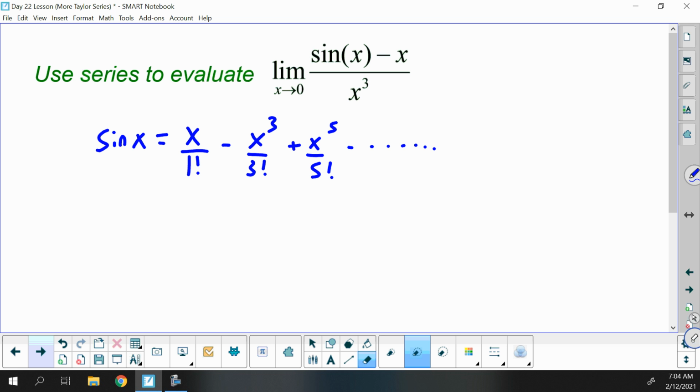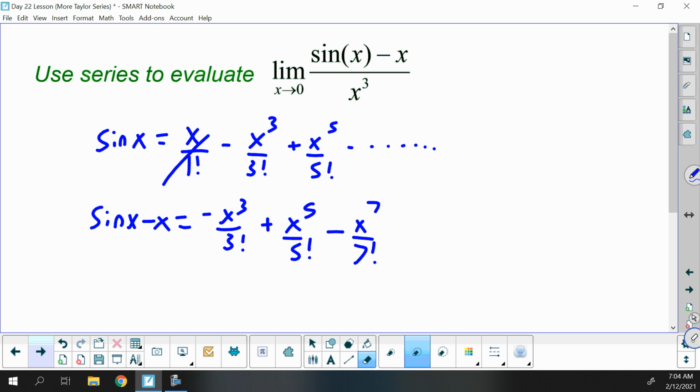Now, it doesn't say anything in here that we have to actually write what the series is. We've just got to use it, so we don't necessarily need to write the general term. So next we'll do sin x minus x. Well, x over 1 factorial is the same as saying x. So when we subtract x, that one's just now gone. So we'll now just have minus x cubed over 3 factorial plus x to the 5th over 5 factorial, and I'll write one more now, minus x to the 7th over 7 factorial plus dot, dot, dot.